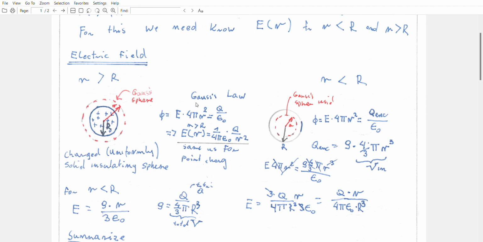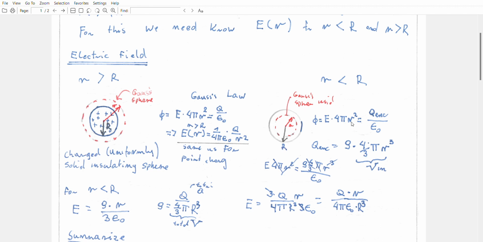But inside is a little trickier, because inside, our fictional sphere, the Gauss's sphere, encloses a different volume depending on r. It means whenever you change r, the volume inside such a sphere will be different, smaller, let's say, when you decrease r, and the maximum is just beneath the surface of this sphere.